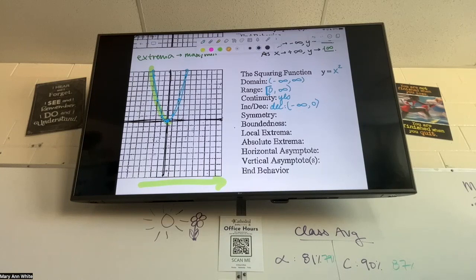Okay. Then at 0, what happens? I increase until when? Infinity. So then I'll say INC for increase, and then I'll go 0 to positive infinity.